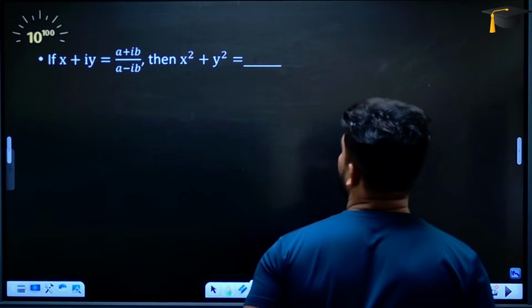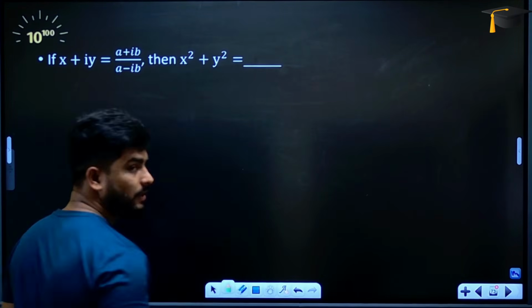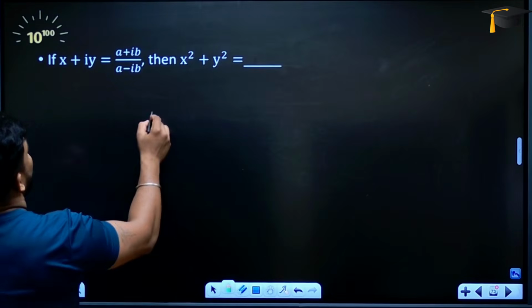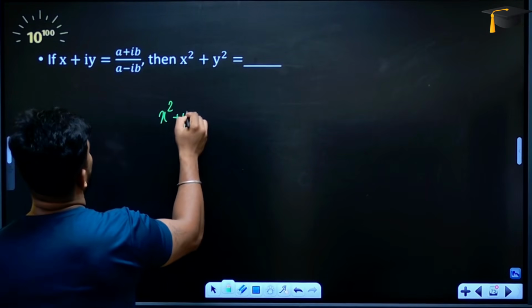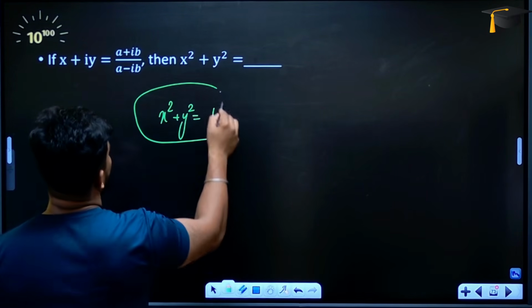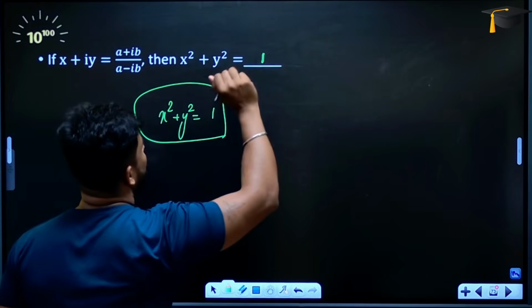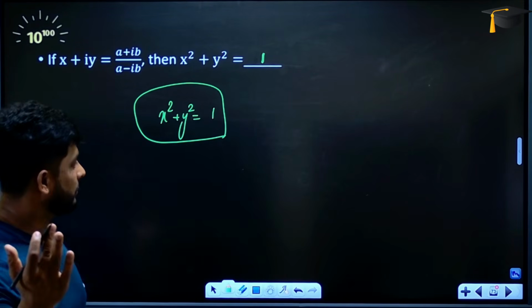Next, last one. So yeah, we did this for 2 markers, 3 markers, right? So x square plus y square is equal to 1. So 1 is the right answer. We did this for 2 markers, 3 markers. So you should know the relation also.